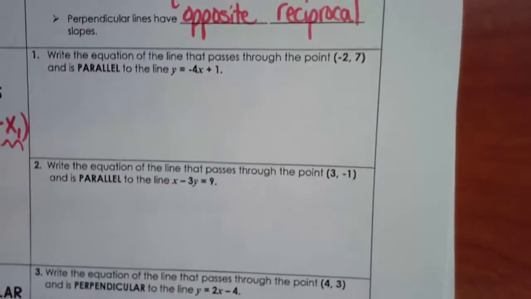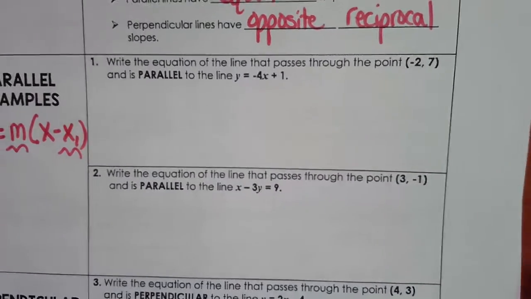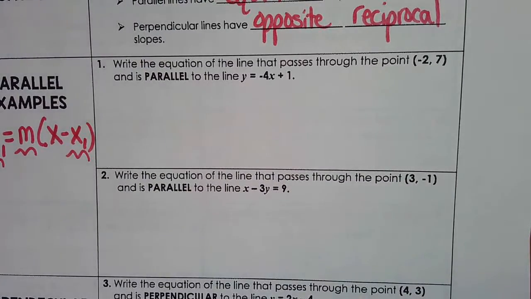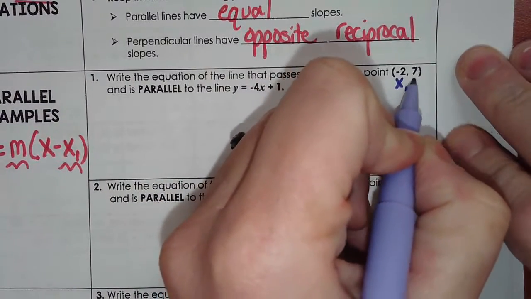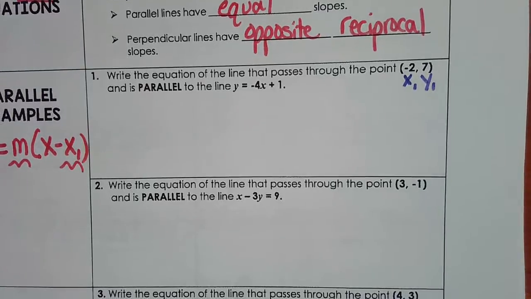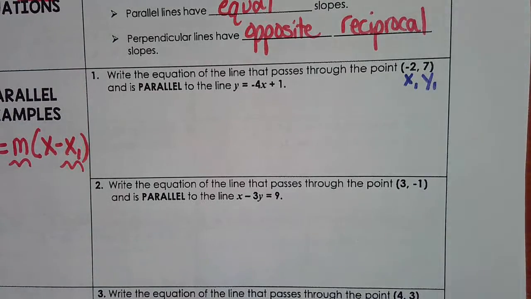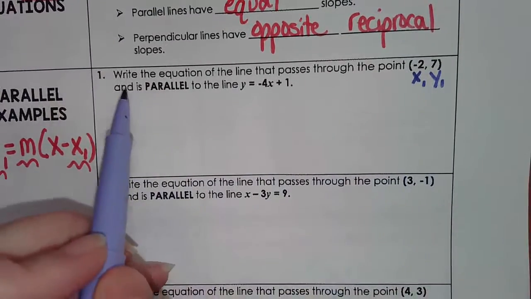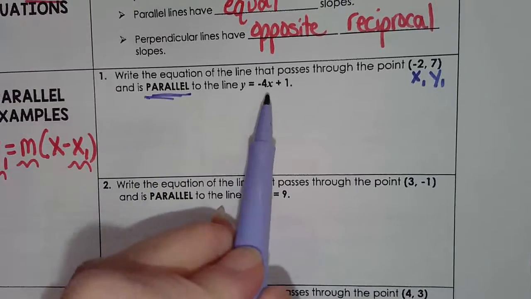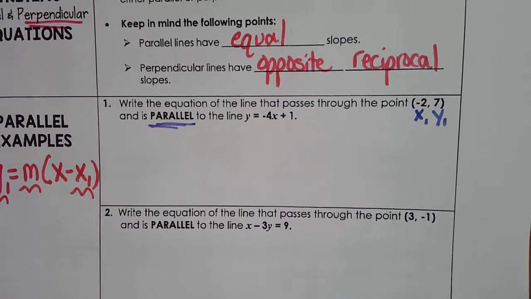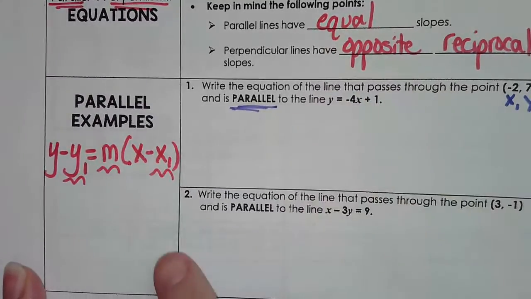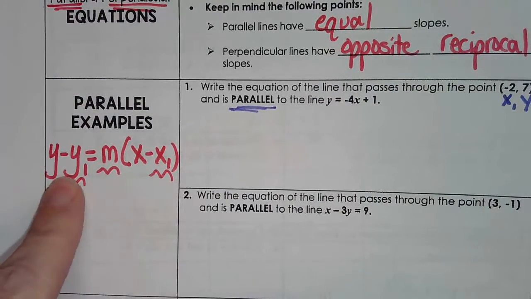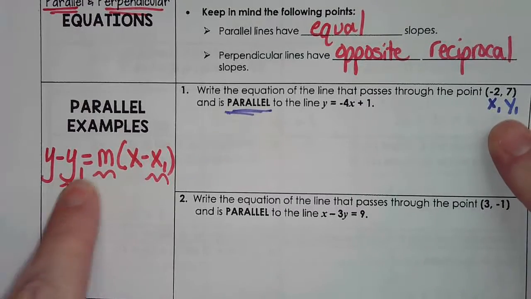So for number one here, let me try to zoom in a little bit. It says write the equation of the line that passes through the point. So they're giving you a point. This point is what you are going to use for x1, y1. And the line is parallel to this line. Well, we just wrote up here that parallel lines have equal slopes.